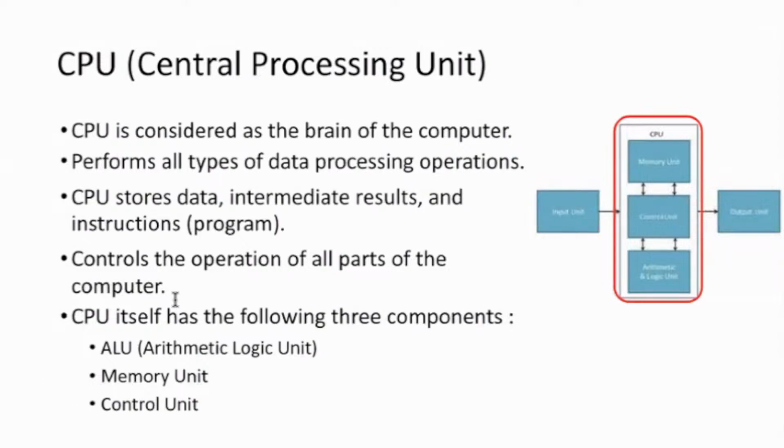Okay. Then the CPU itself has the following three components. That means ALU, arithmetic and logic unit. That means arithmetic things: addition, subtraction, division, multiplication, likewise. You can do arithmetic things using the ALU, arithmetic and logic unit. Then memory units. We have two memory types like primary memory and secondary memory. Primary memory consists of RAM. Secondary memory consists of ROM.